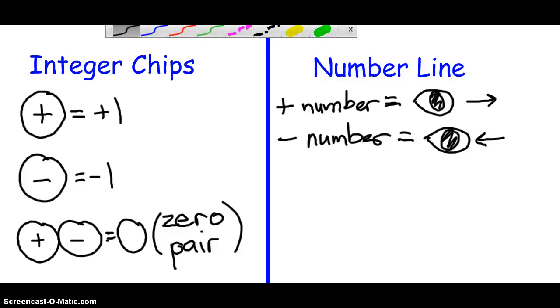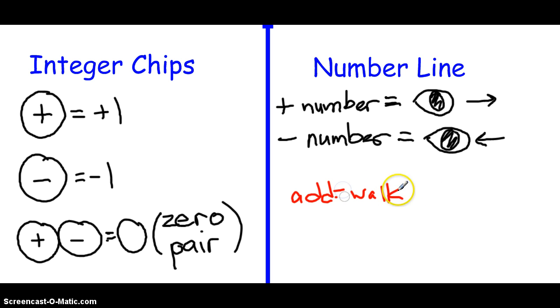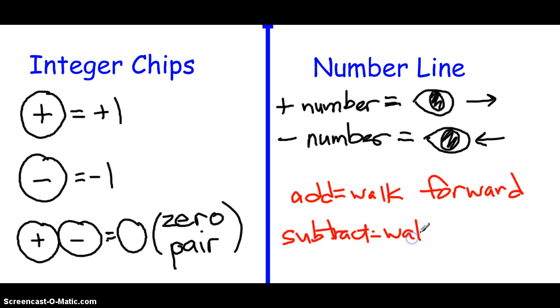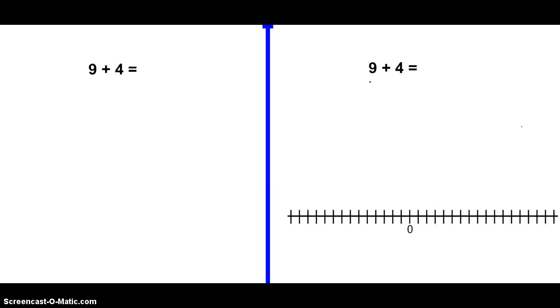Now, the difference here is, if you are adding a number, you are going to walk forward. And if we subtract, that means you're going to walk backwards. If you want to think about it like Michael Jackson moonwalking forward, moonwalking backward, if that helps you, then so be it. So let's go ahead and put this into action here.